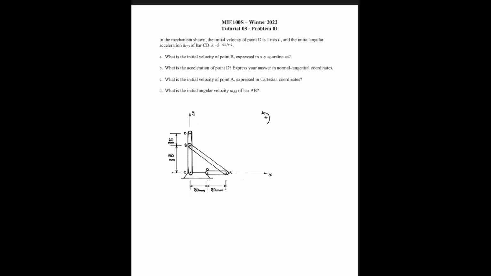And for our final problem, in the mechanism shown, the initial velocity of point D is 1 meter per second in the I direction, and the initial angular acceleration, alpha CD, of bar CD is minus 5 radians per second squared. So we've got 4 parts for the question. We'll start with A. What is the initial velocity of point B expressed in x and y coordinates?